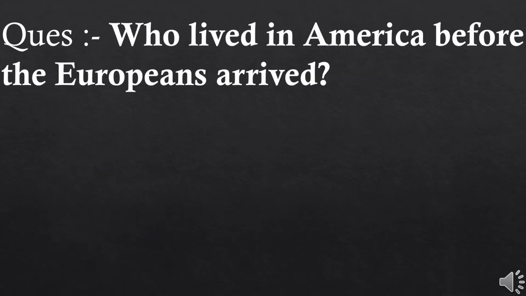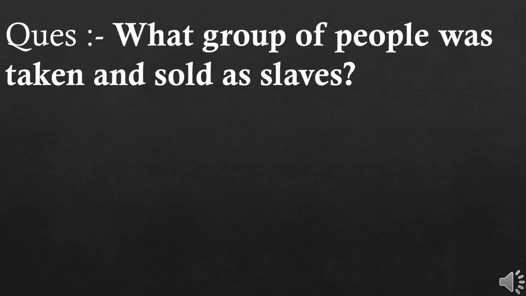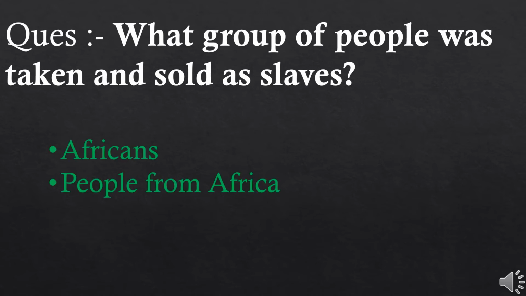Question 74. Who lived in America before the Europeans arrived? American Indians. Native Americans. Question 75. What group of people was taken and sold as slaves? Africans. People from Africa.